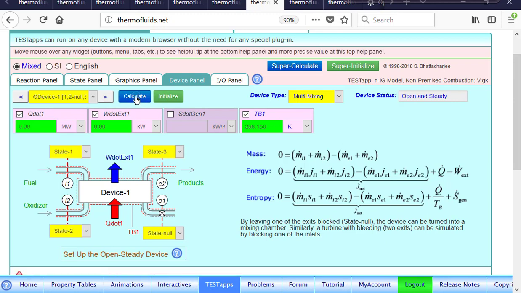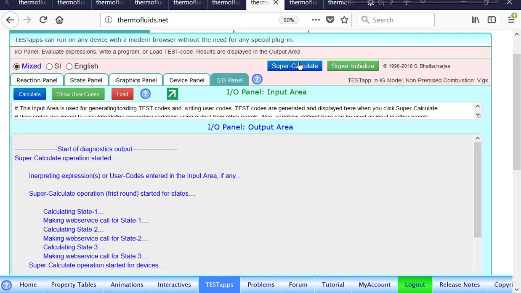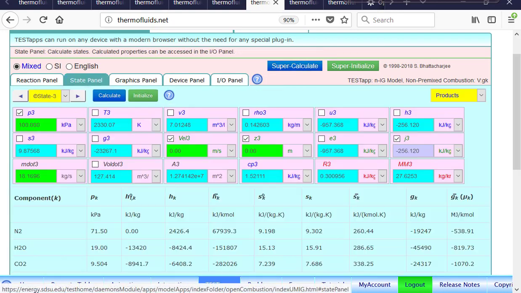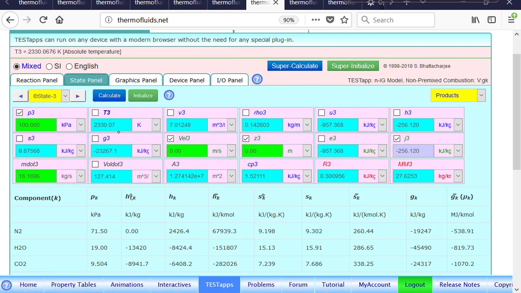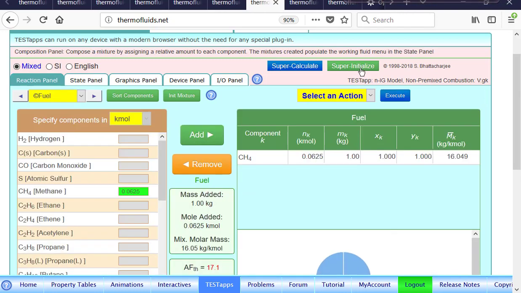And now if I calculate and click the super calculate to update all calculations, the state panel must be redone with the temperature found to be 2330. So that is the adiabatic flame temperature for the ideal gas model. Of course, if you use the perfect gas model, this temperature will be a lot higher because Cp and Cv will be assumed constant. Just to go over a couple of other features, for instance, let me super initialize.